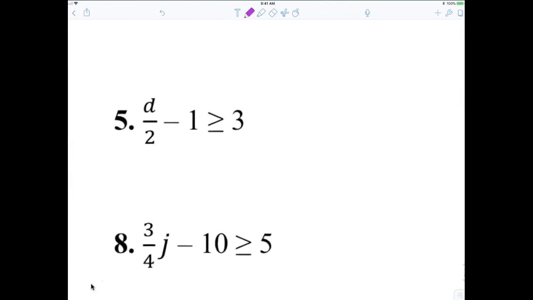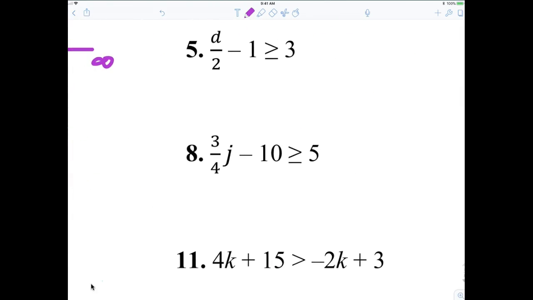All right, here we go. Let's check out number 5. What do I have to do on number 5? Add 1. So I have D over 2 is greater than or equal to 4, right? Yeah. Now how do I undo division? So I multiply both sides by 2, so greater than or equal to 8. D is greater than or equal to 8. Everybody good with that? Yeah.